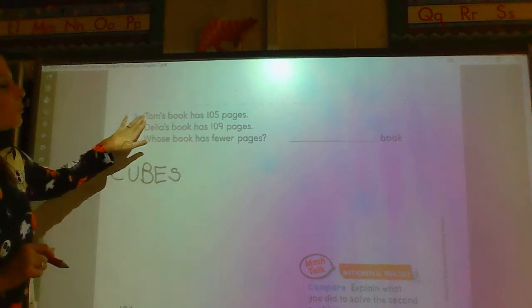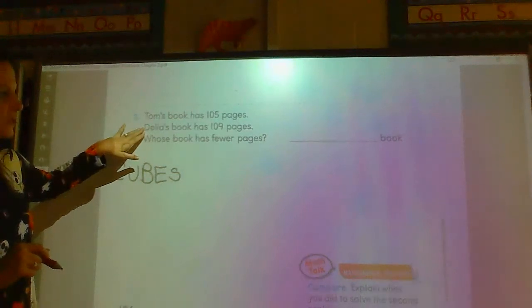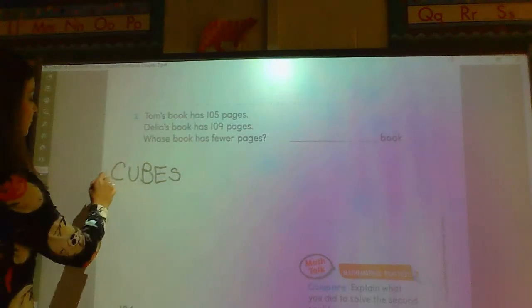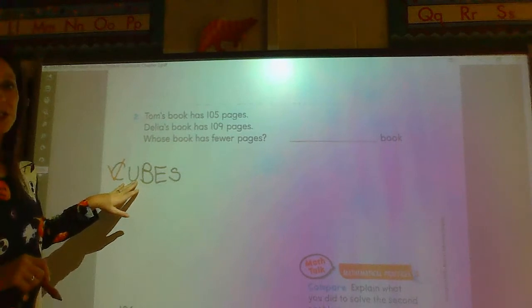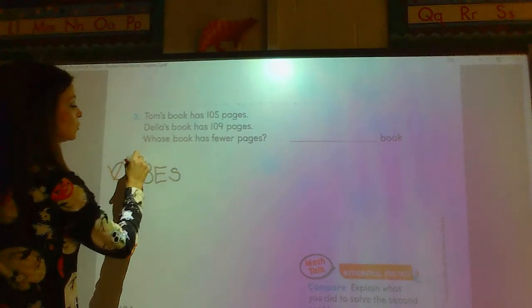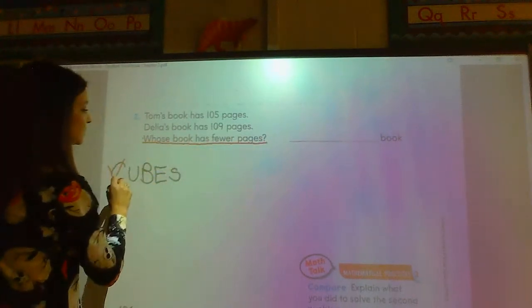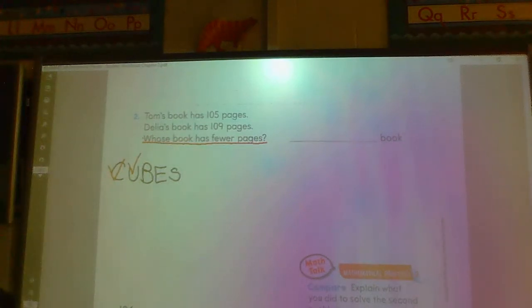Tom's book has 105 pages. Delia's book has 109 pages. Whose book has fewer pages? We've carefully read our problem 2 times. It's time to underline the question. Our question is, whose book has fewer pages? Did we underline? Yep. Time to box key information. Push pause and box the key information, and then when we come back, we'll check it together.